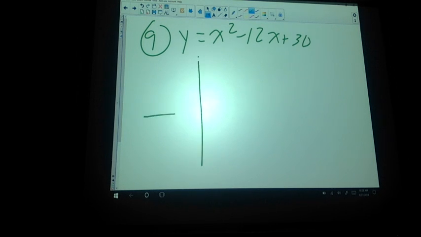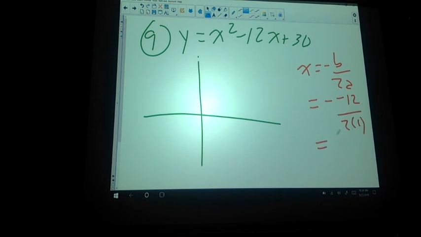This particular question is in standard form, so I'm going to use x equals -b over 2a. So that's going to be -12 over 2 times 1. So that's going to be 12 over 2, which is 6. So that's my axis of symmetry. Any questions on that? From there, I'm going to take that 6 and plug it in here and here.